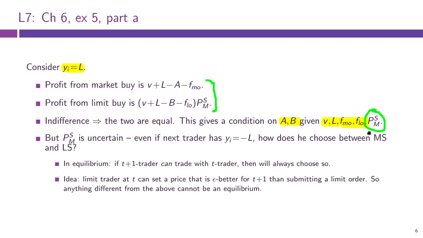So how do we find this PMS? We know that even if the next trader has a low valuation, so is willing to sell, this trader is indifferent between submitting a market order to sell, which would enter this probability, and submitting a limit order to sell, which would totally screw our buyer today, because he will not get to buy from this next market order. So the question is, how does the next trader choose between market and limit orders?